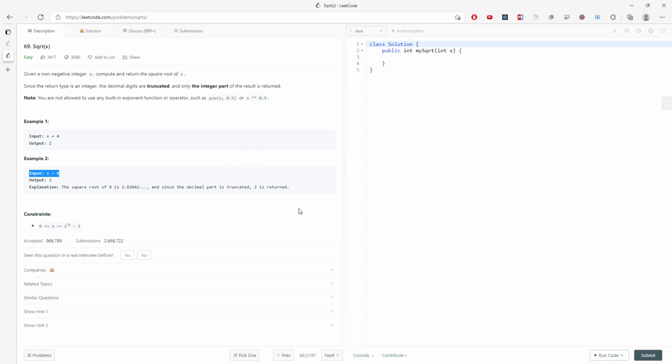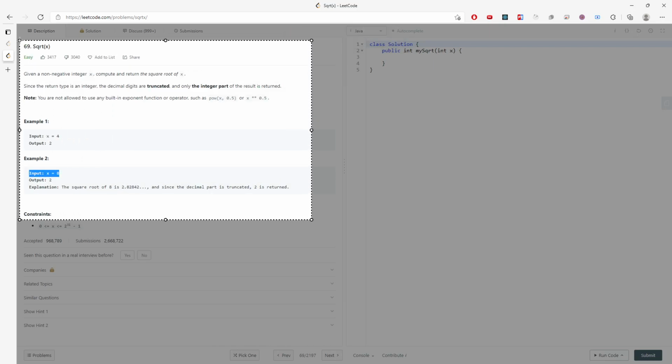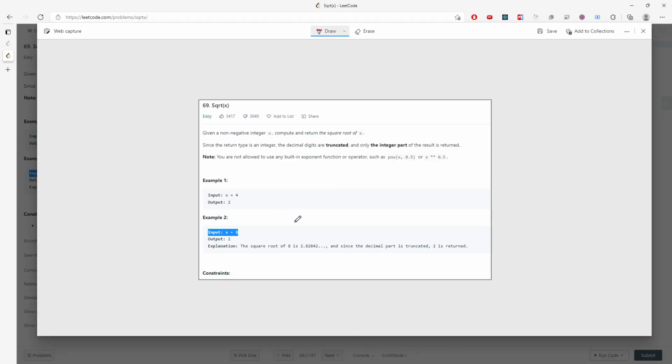The problem is if you use a linear search, you will get a TLE. If you actually need to find the number for the square root, you need to truncate your number. In this example, the square root of 8 is actually 2.8, but we get rid of the decimal, so you have to return 2. So this question is a little bit difficult.